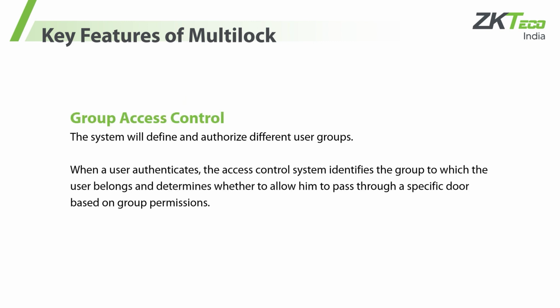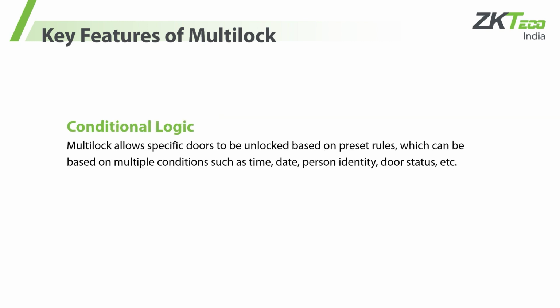The second main feature is group access control. The system will define and authorize different user groups. When a user authenticates, the access control system identifies the group to which the user belongs and determines whether to allow him to pass through a specific door based on group permissions. The third point is conditional logic.